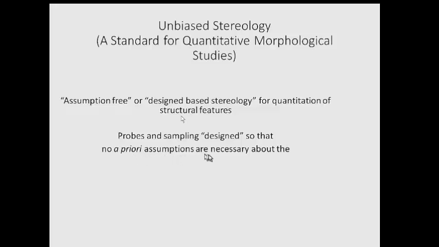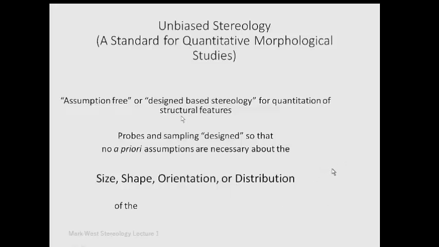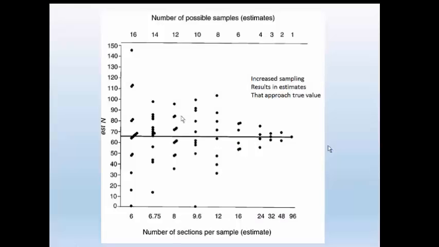We're talking about a priori assumptions that are needed with other techniques that may in fact be wrong. So in this case we're talking about not having to know anything about the size, shape, orientation, or the distribution of the structural feature that we're interested in. Designed, therefore, is the key word here, meaning that we're going to design our study or our estimation procedure in such a way that it's unbiased.